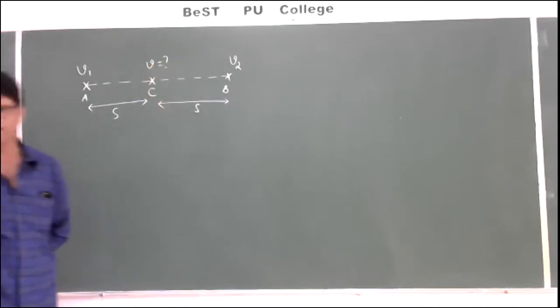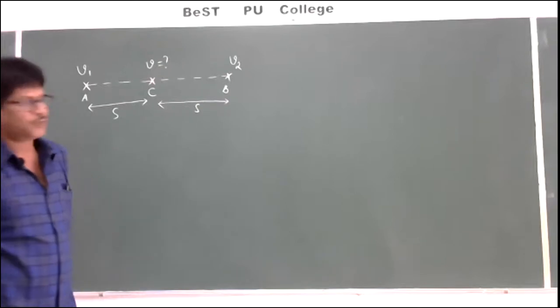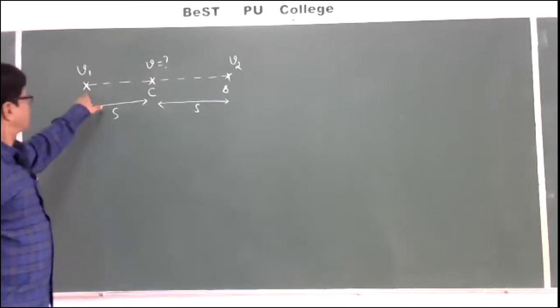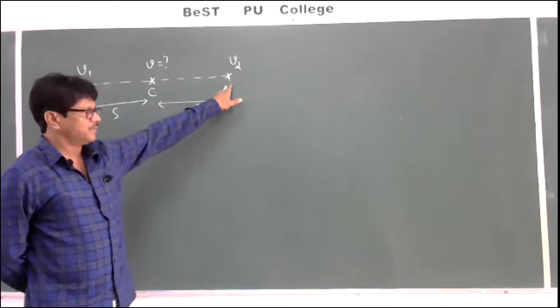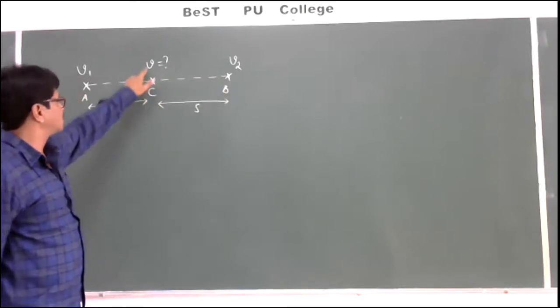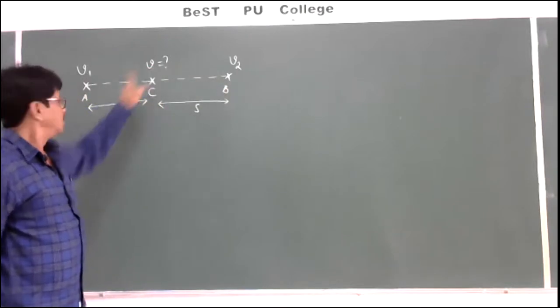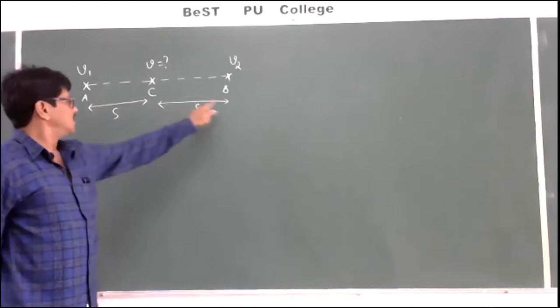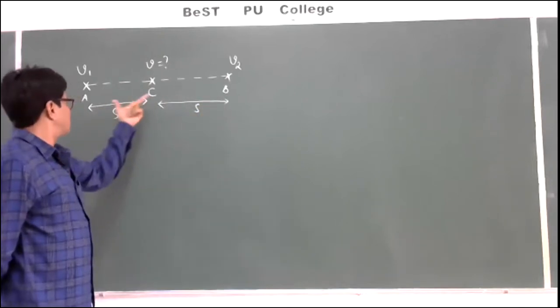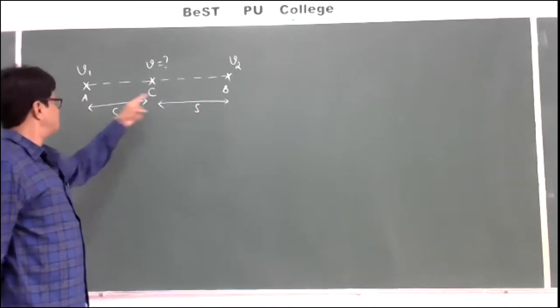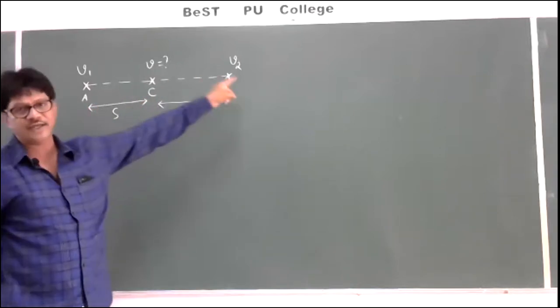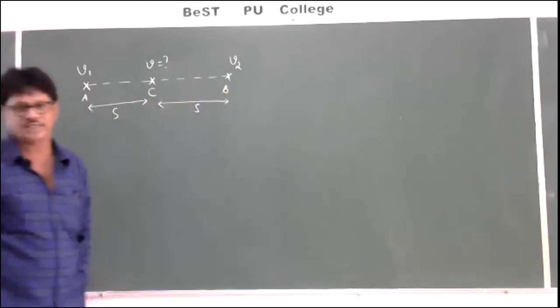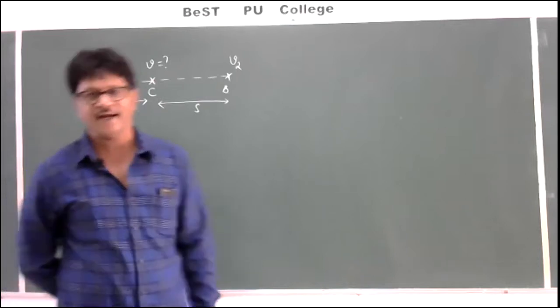So this is the problem. We know the velocity at A. We know the velocity at B. He is asking us to find the velocity at C. As is given, C is the midpoint of A and B.